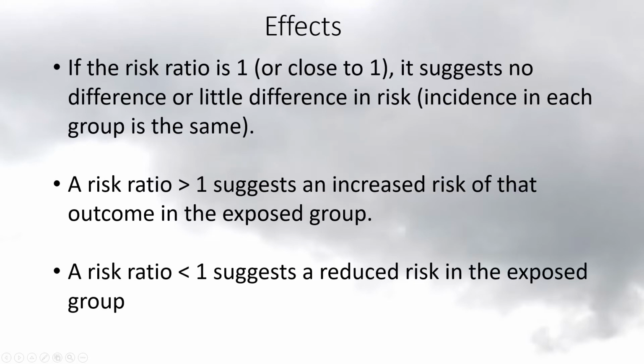Now, if the risk ratio is 1 or close to 1, it suggests very little difference between the two. If it's above 1, it suggests an increased risk. If it's less than 1, then it suggests a reduced risk. So that's pretty simple, okay?